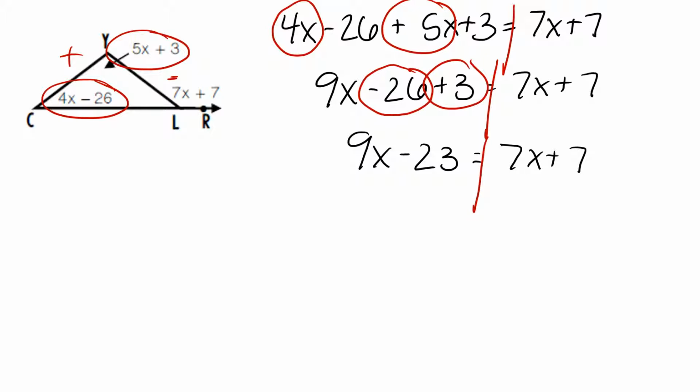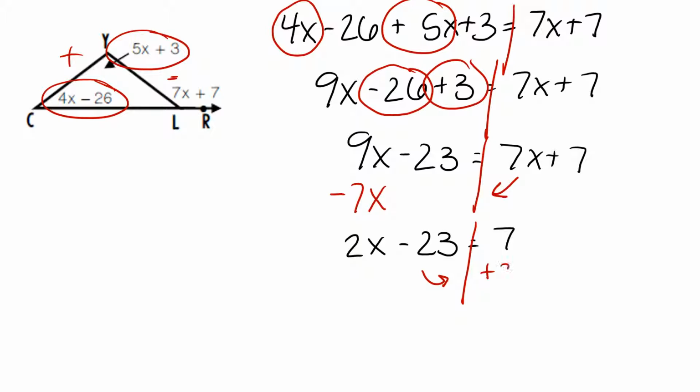Our next pair of like terms, 9x and 7x, are on opposite sides, so we're going to do the opposite operation. Instead of 7x, we do a minus 7x. 9 minus 7 is going to give us 2. Still combining like terms, 23 and 7 are on opposite sides, so we do the opposite operation. Instead of minus 23, we do the opposite, we do a plus 23. 7 plus 23 is going to give us 30. And our last step is to divide. We divide by 2. 30 divided by 2 gives us an answer of 15.